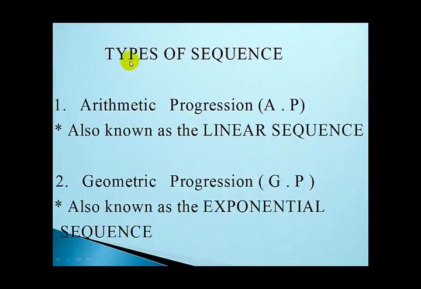Now, we consider the types of sequence. We have the arithmetic progression, that is the AP, and this type is also known as the linear sequence. We also have the geometric progression, that is the GP, also known as the exponential sequence.